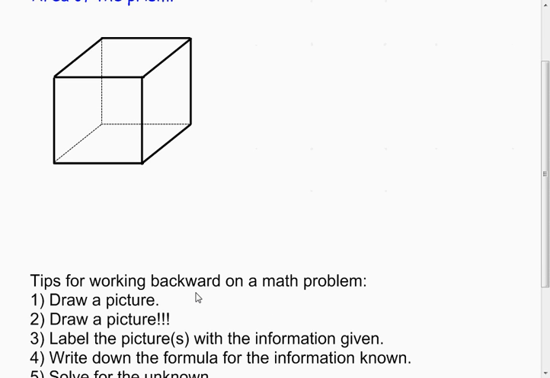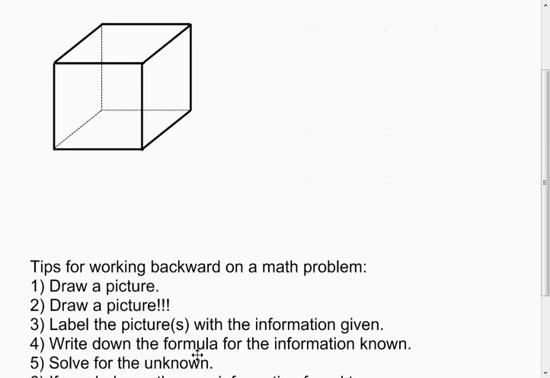Part 4, write down the formula for the information known. So if they tell you what the surface area is, write down the surface area formula. And then you'll plug stuff into that. So you solve for the unknown: you put the things into that formula that you wrote down, and then whatever is missing, you solve for that unknown value.